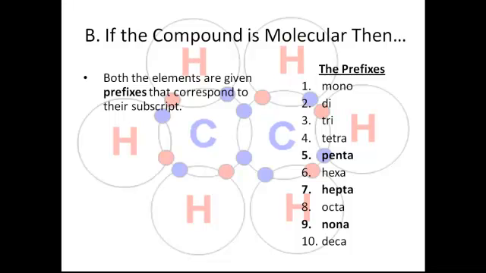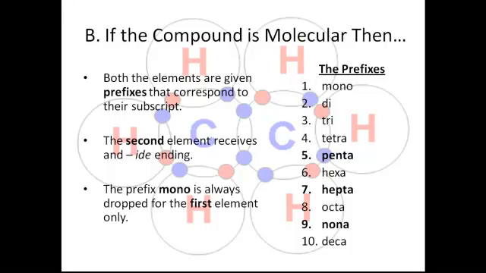So each element you're given, you will give it a prefix to tell your reader how many of that element there are. The second element, just like in ionic, is given that weird IDE ending, like sodium chloride. But in molecular, it would be like carbon dioxide, not carbon dioxygen, carbon dioxide. So same IDE ending like in ionic.